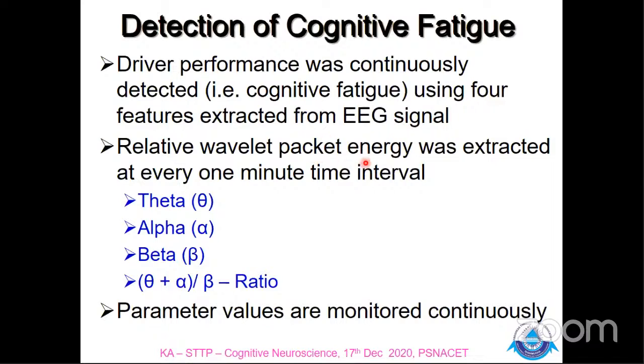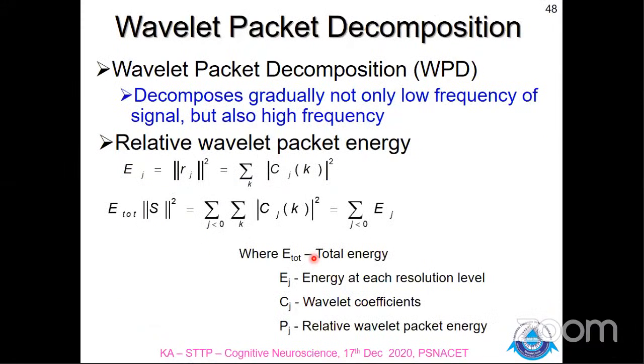So relative wavelet packet analysis, this is the signal processing side. We can use a wavelet packet, a wavelet domain technique, to find out theta, alpha, beta, and the ratio also. With these four parameters, we can track them at every moment, how they fluctuate or vary each minute or each second. Using these parameters, we can tell whether the person has gone into an extremely stressful condition or is still okay. So these are the signal processing domain.